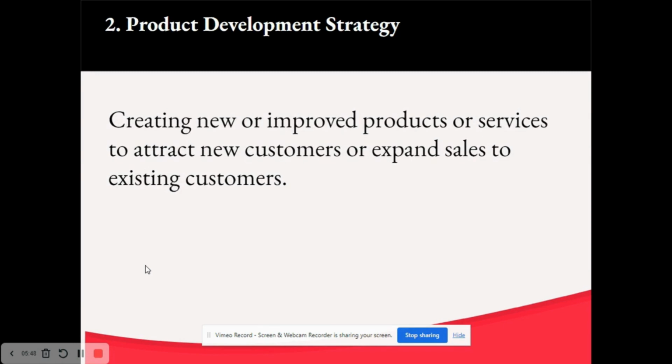The next one is the product development strategy. This is about creating new or improved products and services that attract a new set of customers and expand sales to existing customers.